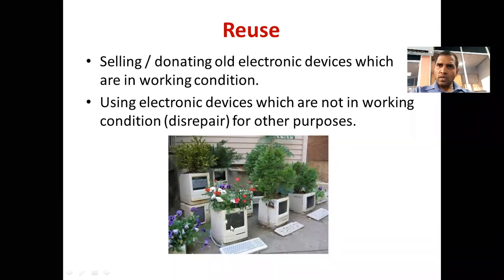So rather than throwing them in the sea or on the roadside, try using them for other purposes. It is not harmful, right? So they are meaningful. This is reuse. Check those descriptions which I have given. Selling or donating old electronic devices which are in working condition, this is reuse. Even using electronic devices which are not in working condition, in disrepair, for other purposes such as flower vases, decorative ornaments, handicraft. So they are reusing. Okay.